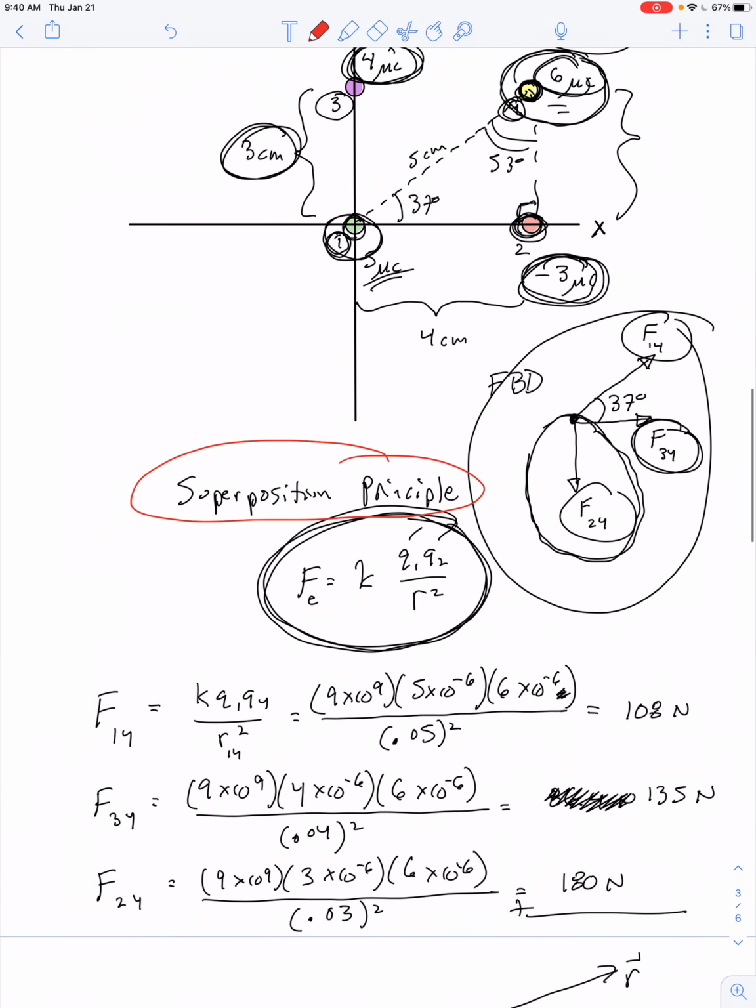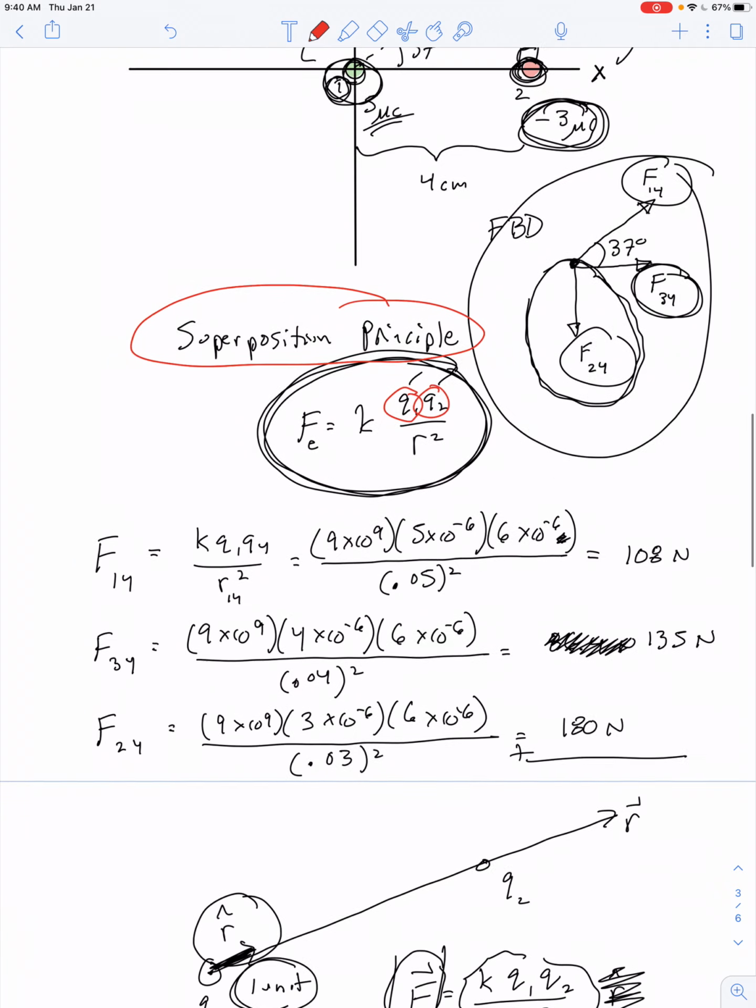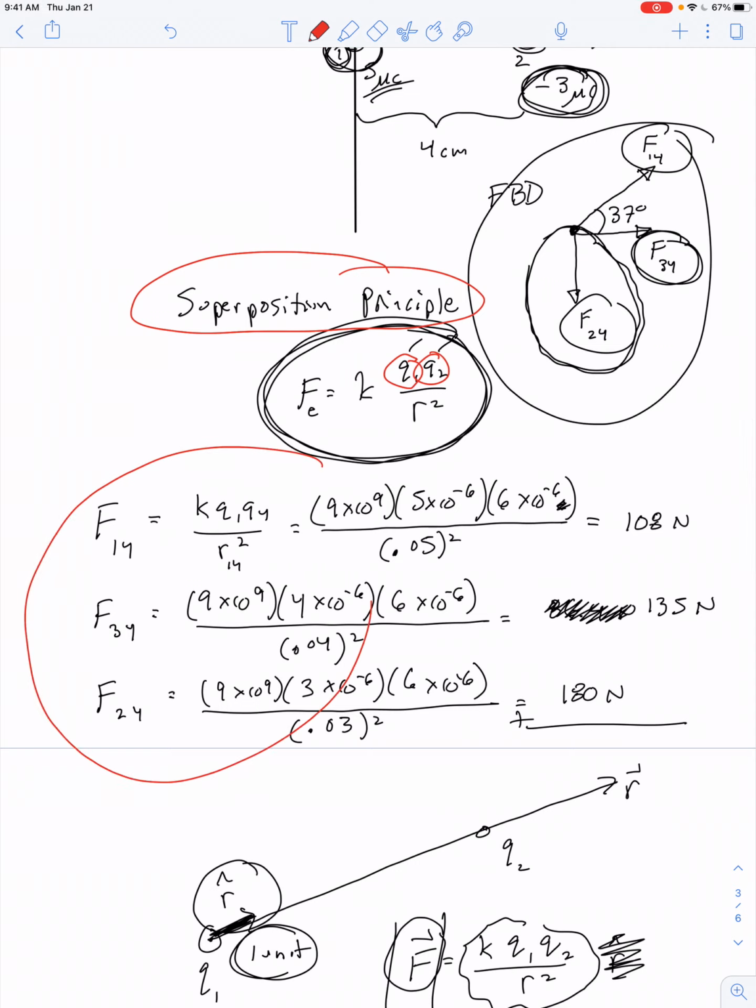Okay, so that's what I mean when I say we can apply the superposition principle when using Coulomb's law. At best, we can only pair up any two charges with each other. So sometimes we have to use Coulomb's law multiple times in order to find the net result for the force on any given object.